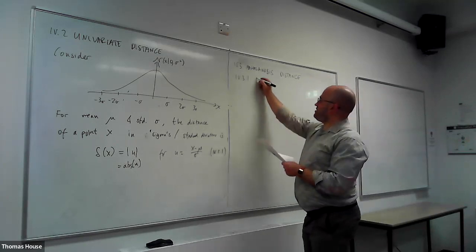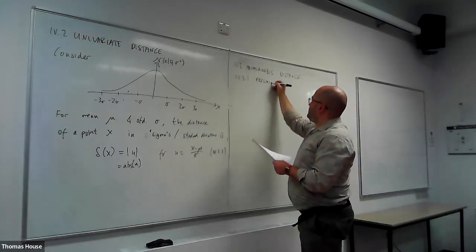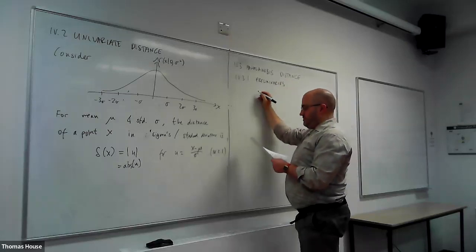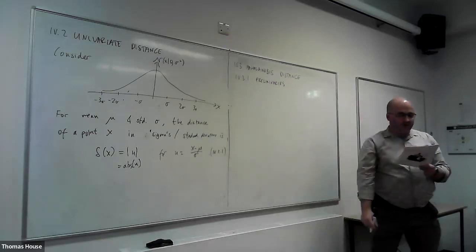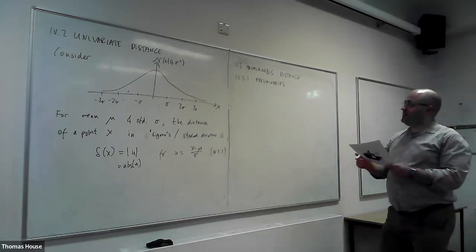Okay, so we'll need to get some preliminary results. The main one is going to be what happens to multivariate random vectors under linear transformations. Okay.